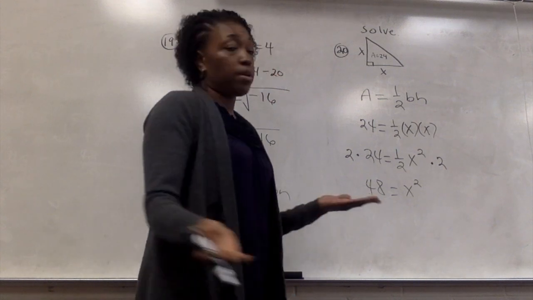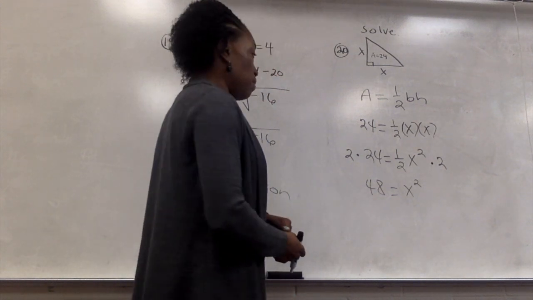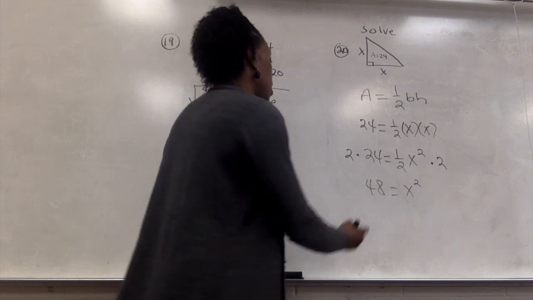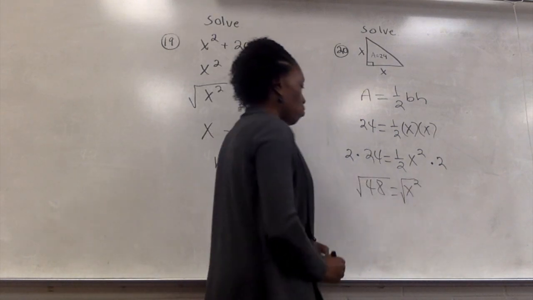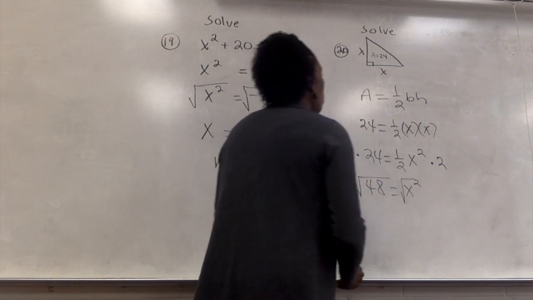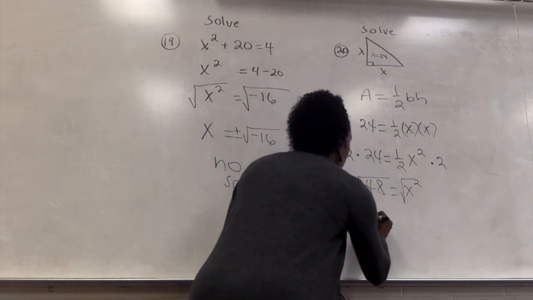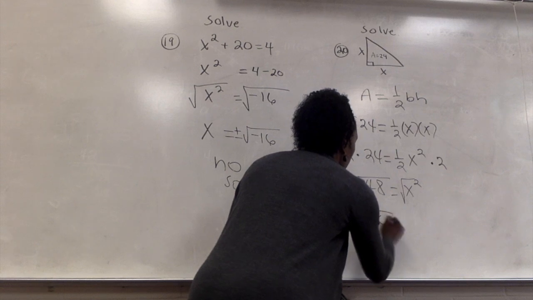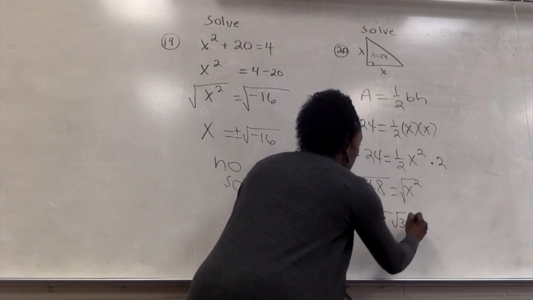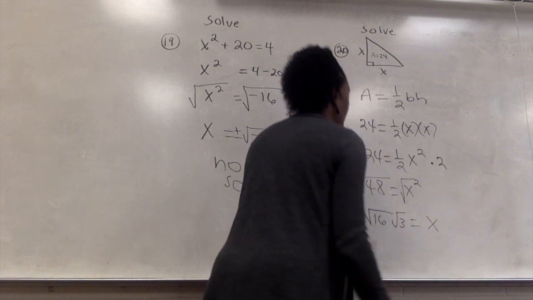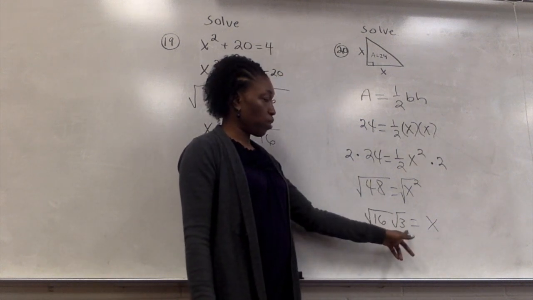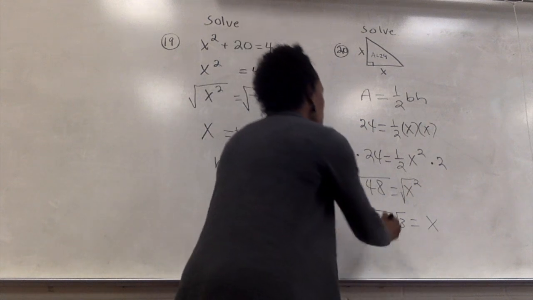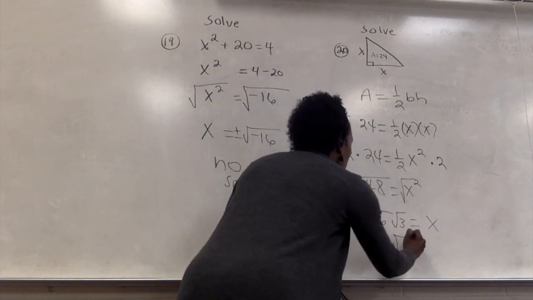Now, I'm going to take the square root of both sides again because I'm trying to solve for x. The square root of 48, square root of x squared. So I end up with the square root of 48, which I'm going to break down into the square root of 16 and the square root of 3 because I know I can get a perfect square out of this. 16 times 3 is 48. Now, the square root of 16 is 4.